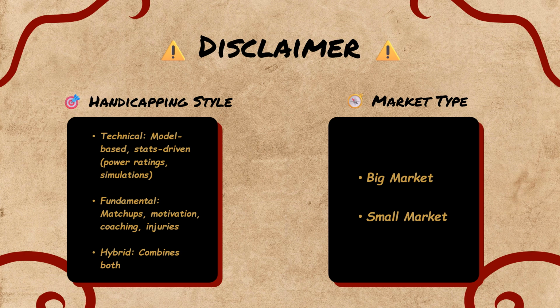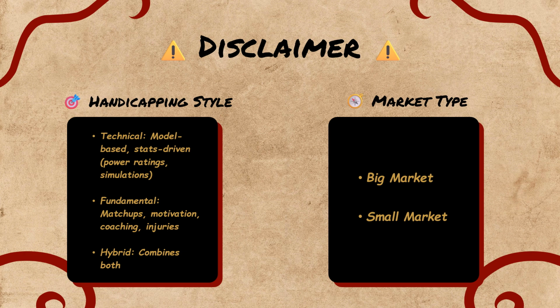Next would be fundamental handicapping. Talked about these at length as well. You're focusing on matchups, motivation, coaching tendencies, and then most importantly, probably injuries and all the qualitative aspects of a game or event, whatever you are handicapping. Finally, will be hybrid. We're more introducing this, but it's real important here. Hybrid doesn't just mean you do both fundamental and technical analysis. Honestly, you should already be doing both.